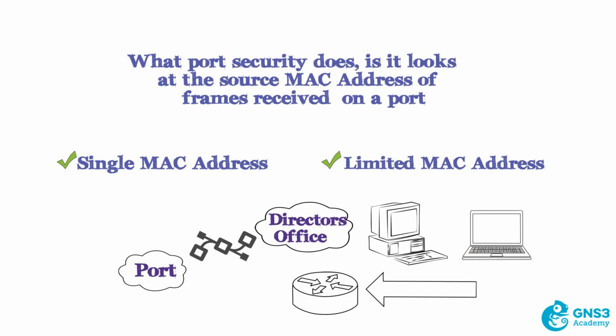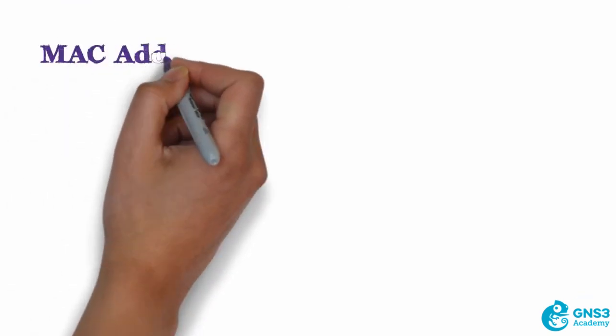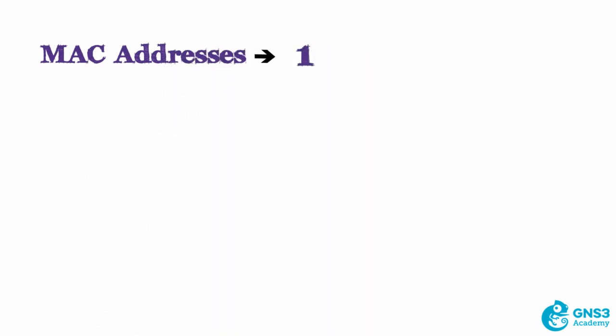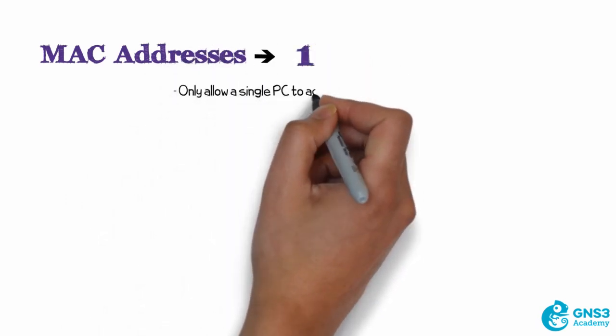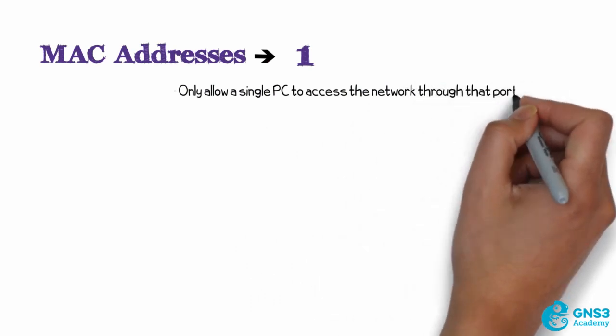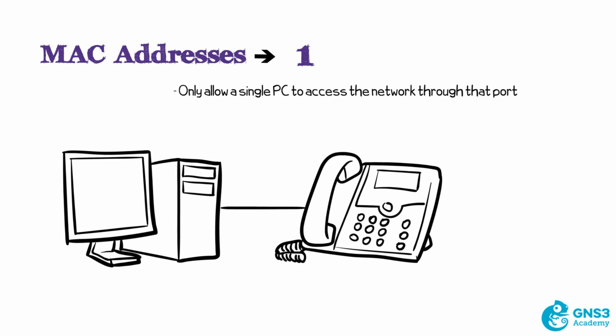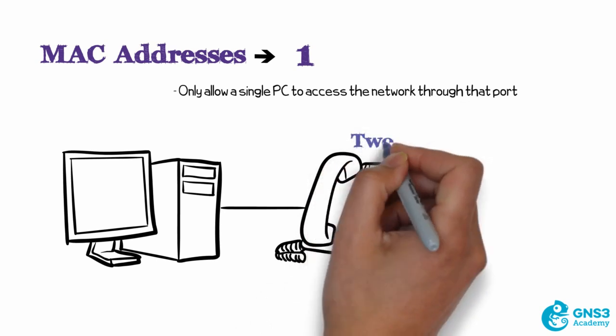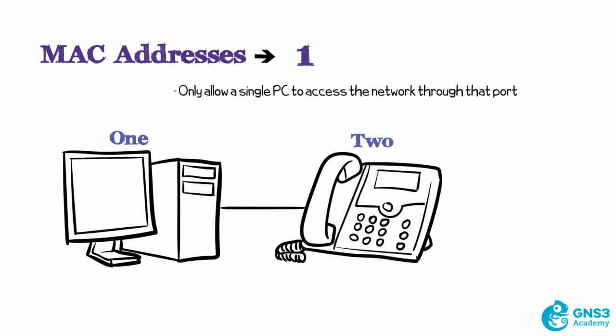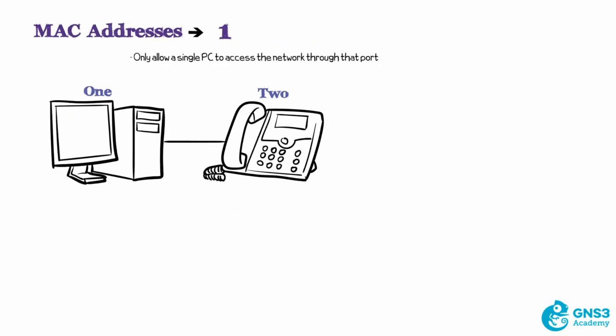Or you could limit the number of MAC addresses allowed on a port. As an example, you could limit the number of MAC addresses to 1, which would only allow a single PC to access the network through that port. Or if you have a PC connected to an IP phone, you may limit the MAC addresses to 3, 2 for the IP phone and 1 for the PC attached to the IP phone. That would stop a user connecting an access point or a hub to the network and allowing multiple unauthorized devices access to the Ethernet network.